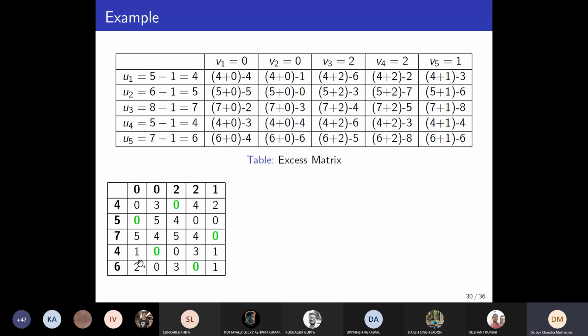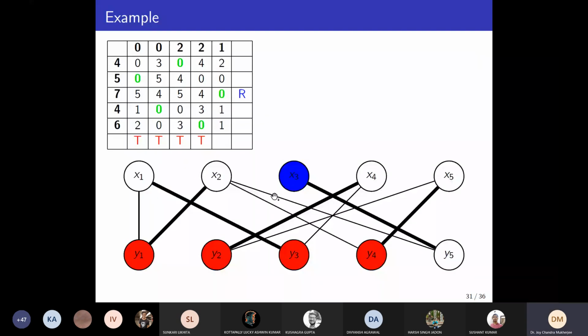Now you see what the total cover cost is. 4 plus 5 is 9, plus 7 is 16, plus 4 is 20, 26, plus 5. 26 plus 5 is 31. So first it was 35, then it became 33, and now it is 31. Now you see that there is a perfect matching. So the algorithm stops here.